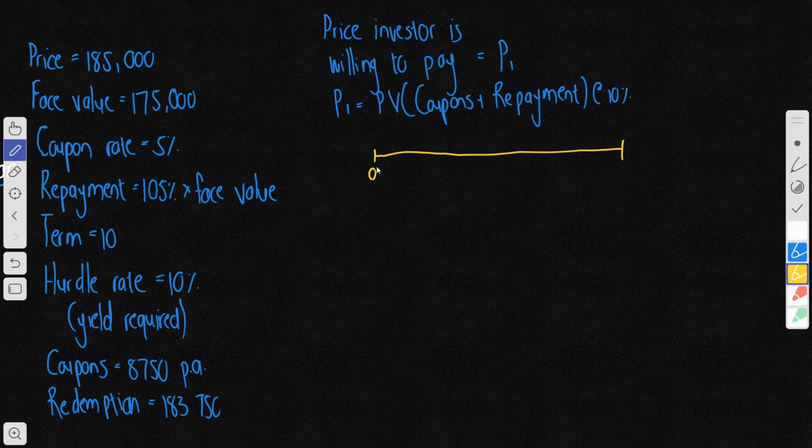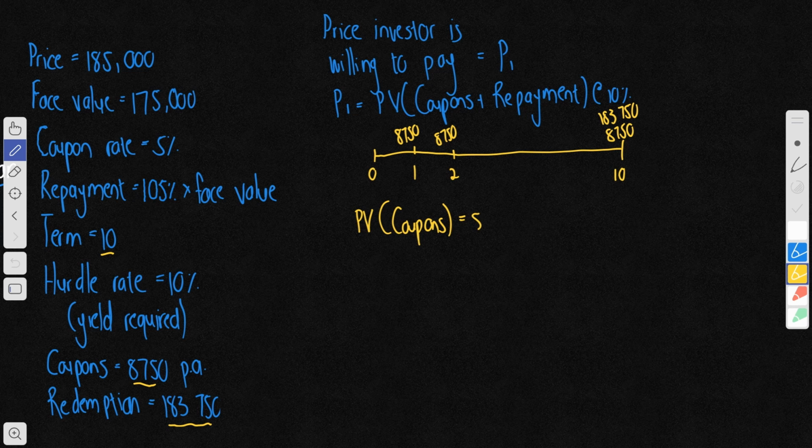So the easiest would be to draw a timeline for this problem starting at year 0 and ending in 10 years' time. Each year will receive coupon payments. We've worked those out at 8,750 each at the end of year 1 and at the end of year 2, etc., all the way up until the end of year 10. We will also receive a redemption payment at the maturity date. Now I'm going to break this up and first do the present value of the coupons using an annuity formula.